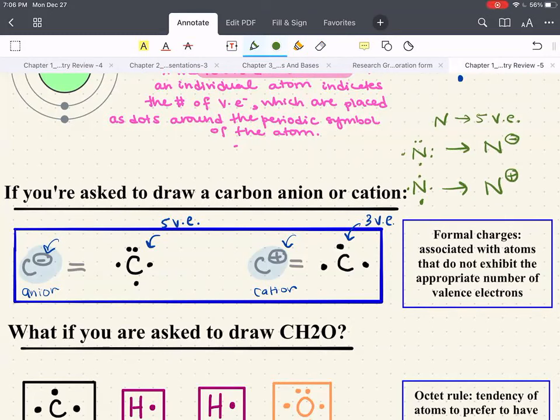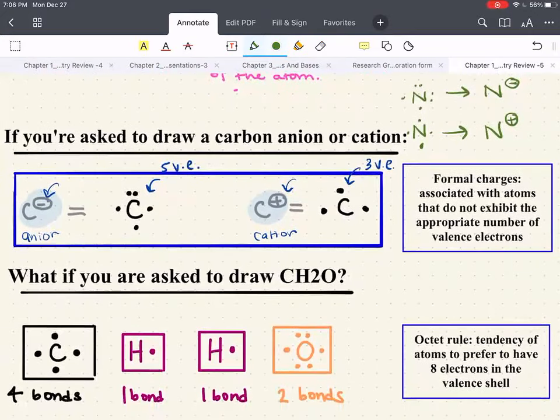Remember, formal charges are associated with atoms that do not exhibit the appropriate number of valence electrons. Now we've talked about valence electrons, and we know how to draw their Lewis dot structures. Let's expand that into a bigger problem. What if you're asked to draw the Lewis dot structure for a molecule, not an atom? What if you had to draw the Lewis dot structure for CH2O? How are we going to do this?